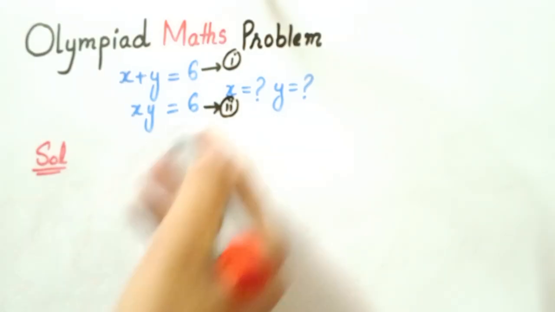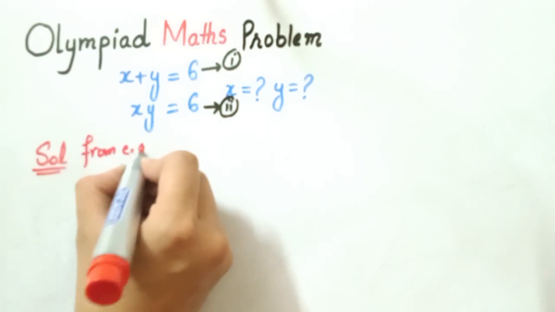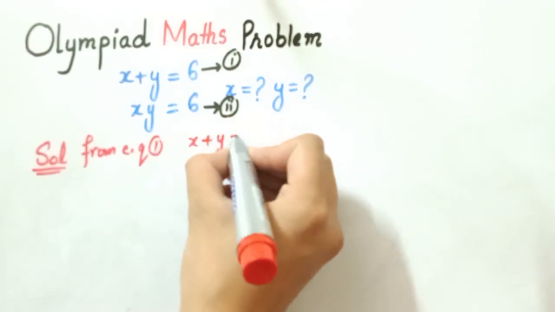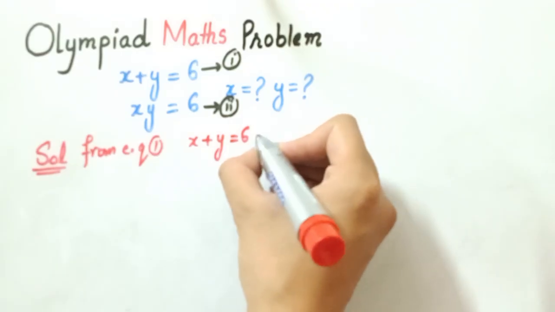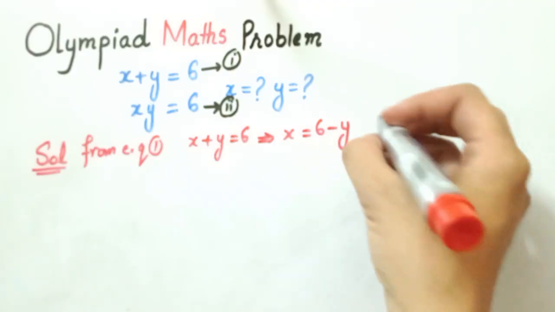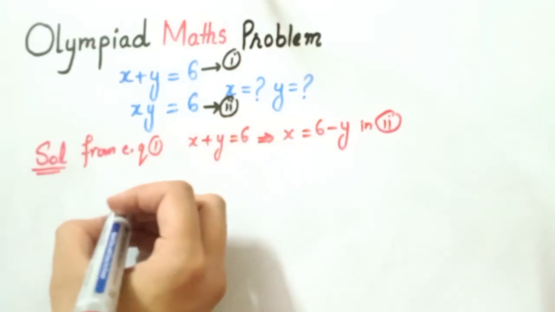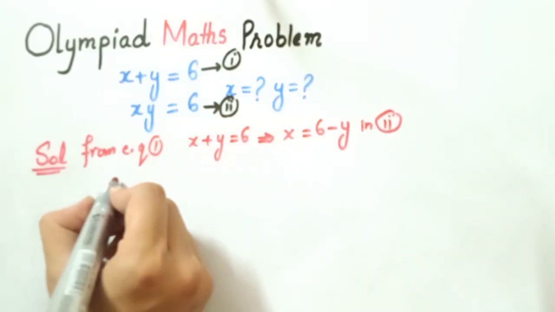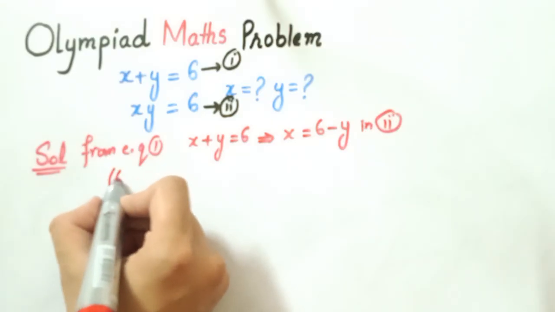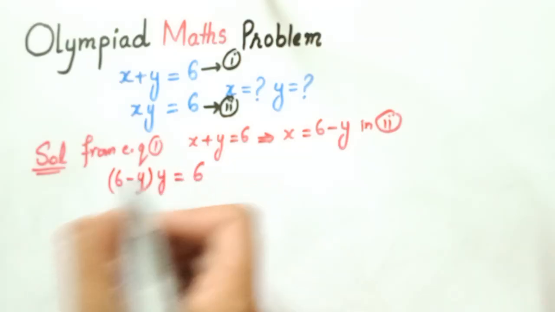Now from equation 1, we get x plus y equals 6, so the value of x will be 6 minus y. Put this in equation 2. So we have xy equals 6. In place of x, we will substitute its value, that is 6 minus y, and y stays as y, equal to 6.